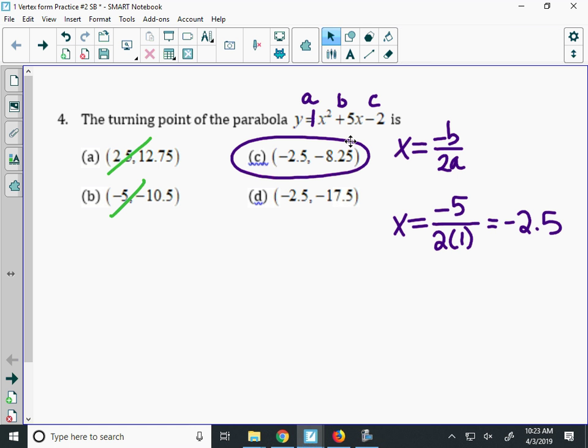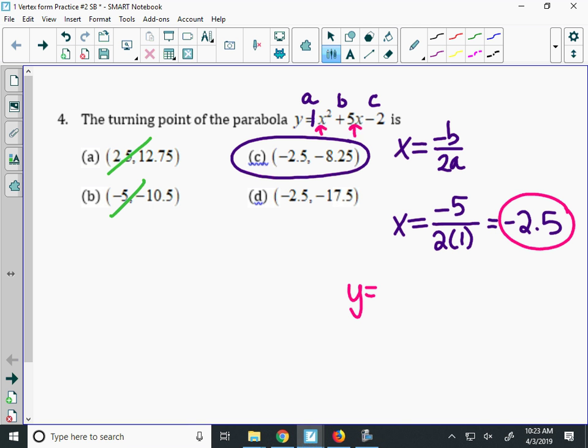To find the y value, you would have to put this x of negative 2.5 in for both of the x's. So you'd have negative 2.5 squared plus 5 times negative 2.5 minus 2. You would type that into Desmos to get the y value of negative 8.25. So two ways. The faster way is just to use your tools and your resources of Desmos.